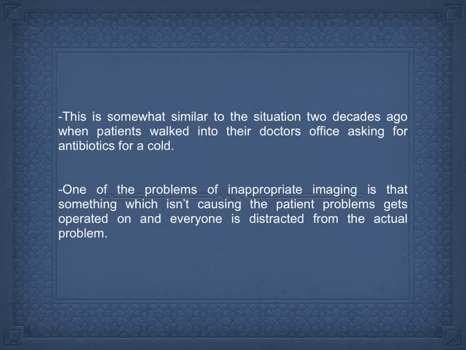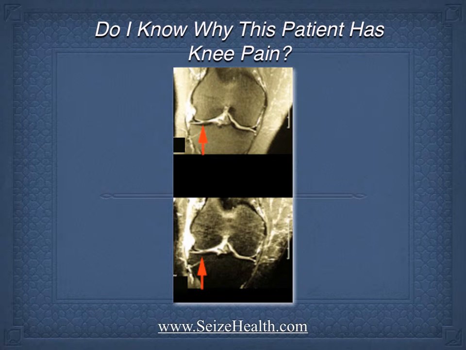And again, one of the problems of getting inappropriate imaging is that it may result in a procedure that the patient doesn't need, and it may distract from actually finding out what the real problem is. So if you look at this MRI of a patient, we actually see a meniscal tear.